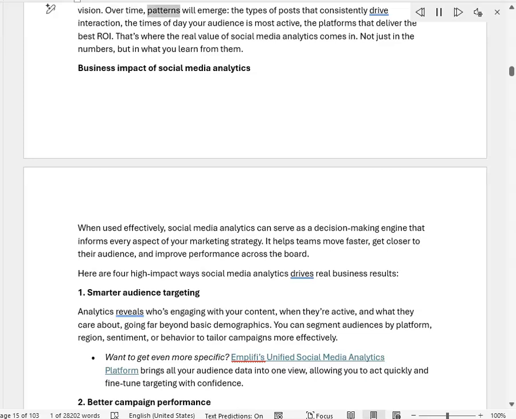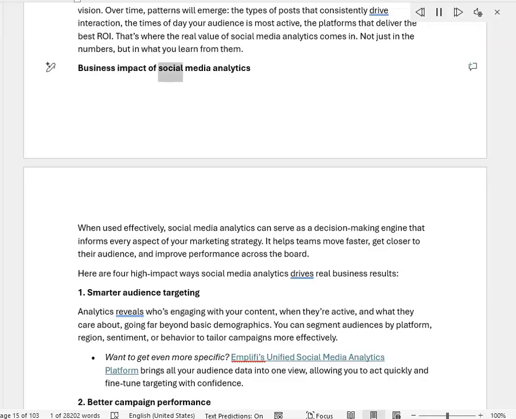Over time, patterns will emerge: the types of posts that consistently drive interaction, the times of day your audience is most active, the platforms that deliver the best ROI. That's where the real value of social media analytics comes in. Not just in the numbers, but in what you learn from them.